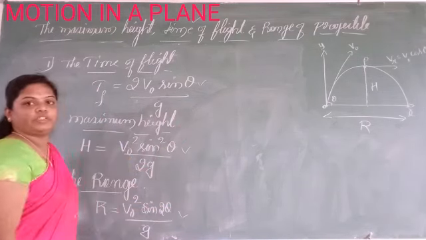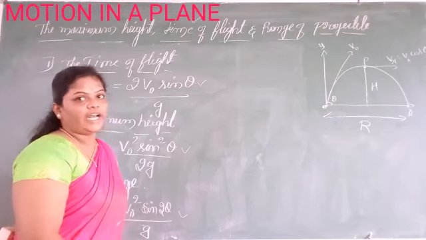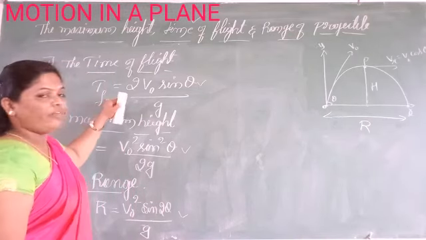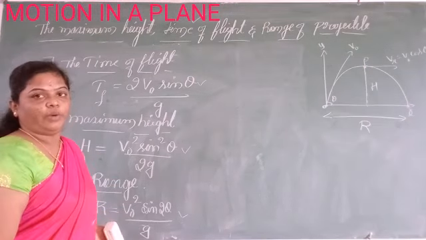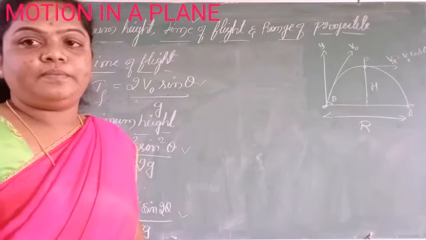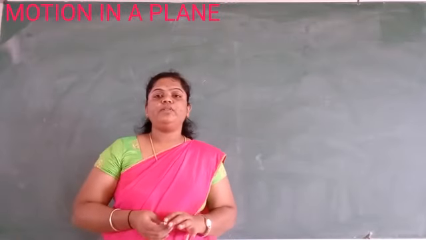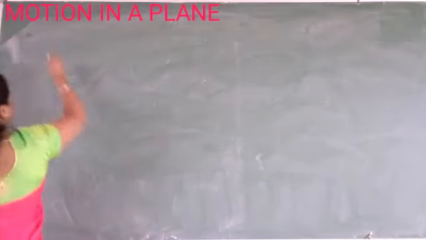So all these formulas will be used to calculate problems: time of flight, height of the projectile and the range of the projectile. So now let's see the uniform circular motion.